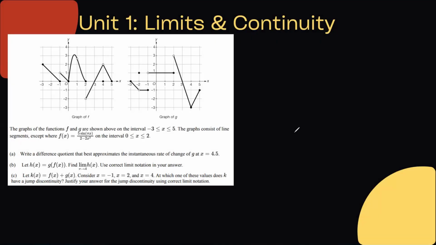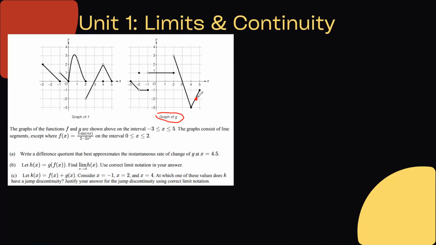Our next one here, the graphs of f and g are shown on the interval -3 to 5. The graph consists of line segments except where f of x equals that function there on the interval 0 to 2. Write a difference quotient that best approximates the instantaneous rate of change of g at x equals 4.5. Here's the graph of g. 4.5 would be right about there.